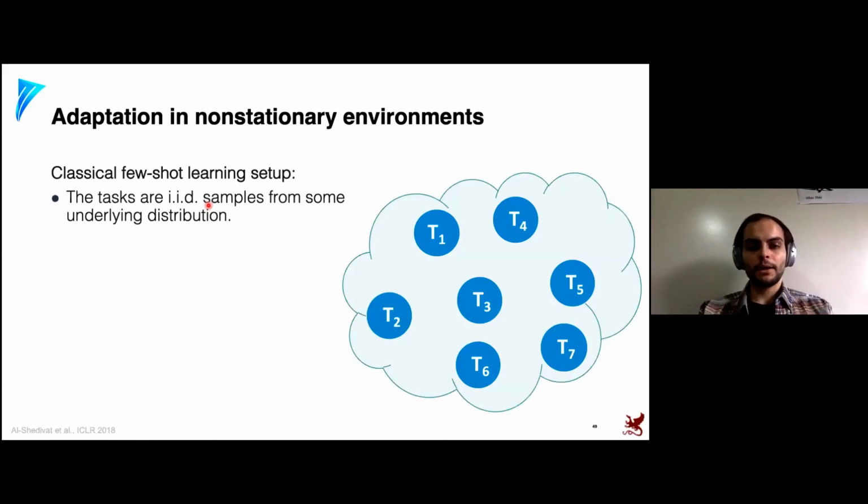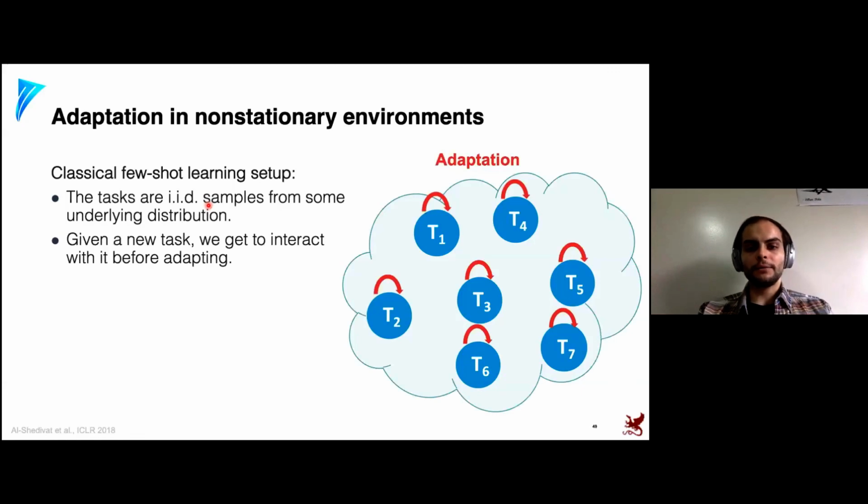Now, the adaptation in this case is as shown with arrows on the right-hand side. The tasks are independent and fully decoupled, and the fact that we're able to meta-learn something and then perform well on new tasks comes from the fact that these tasks are somehow related, and this is captured by the shared representations that we learn on the meta-training set.